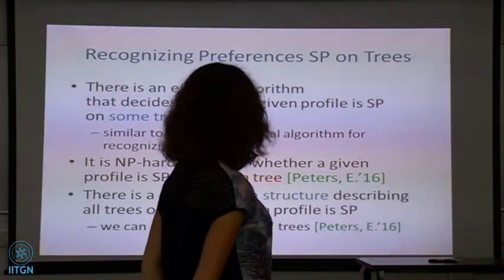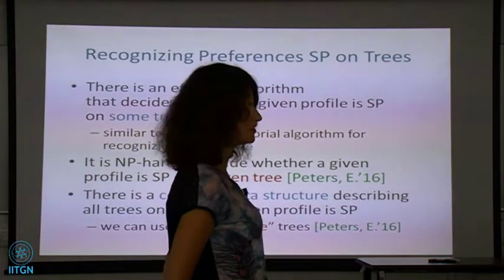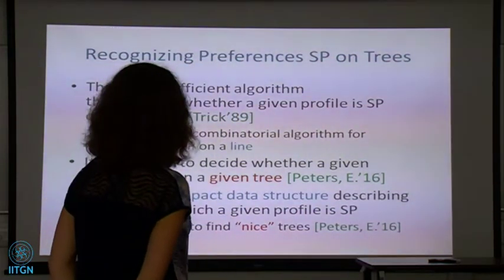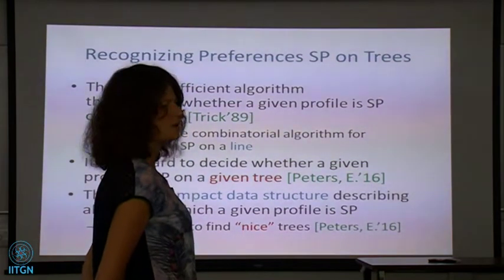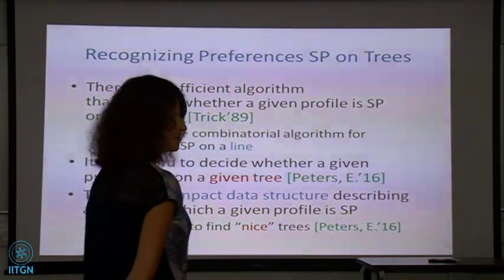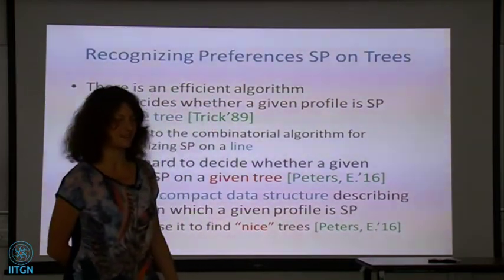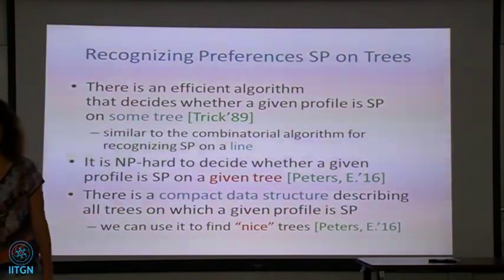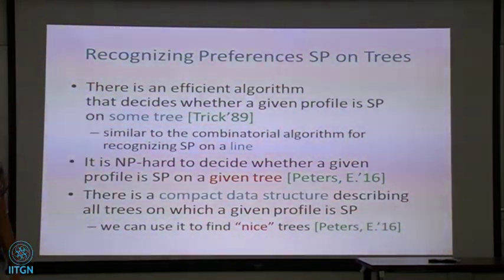So this is a paper by Edith Elkind. I think "nice trees" is in the title of that paper. I'm not sure about the conference, but we maybe have two or three such papers that year, not more than that. It has nice trees in the title. I think it's something like preferences single-peaked on nice trees. So the data structure is in there.